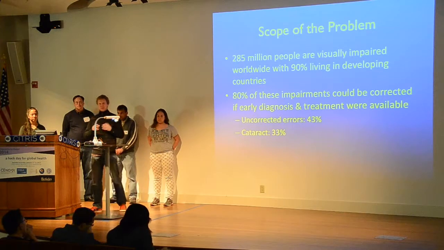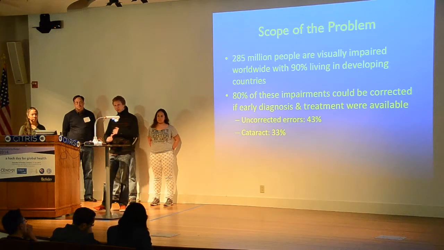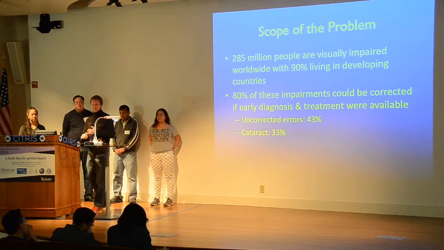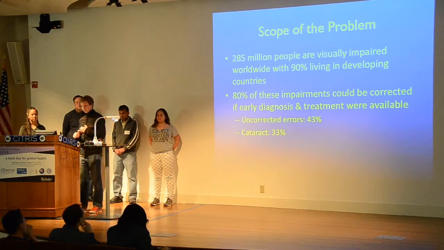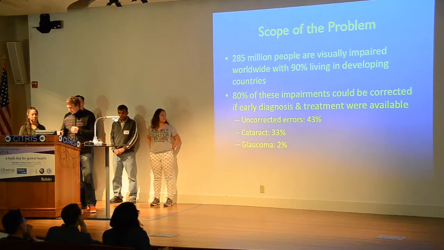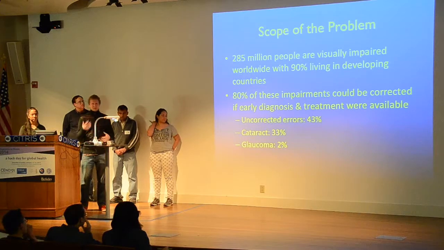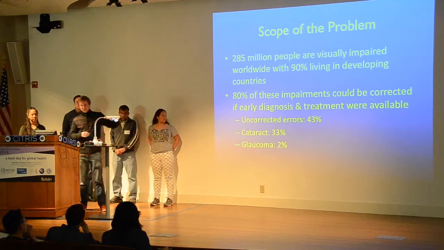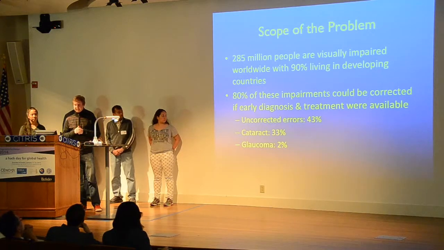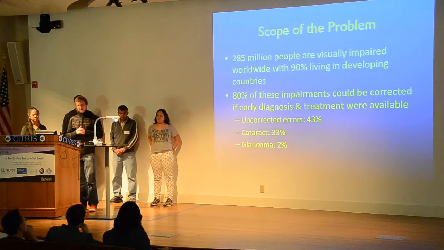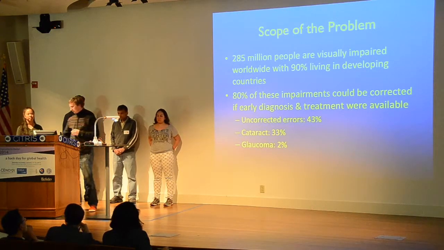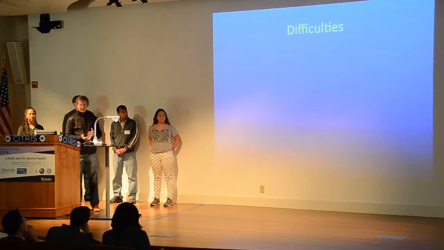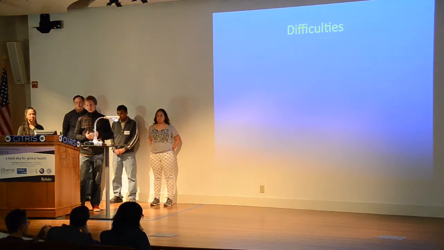Those cataracts can be in adults. We often think of cataracts in older people, but diseases can cause cataracts in children as well, mainly infectious diseases. And finally, glaucoma, which is something we think about a lot in the Western world, is only 2%. So these first two things are relatively easy to treat, and also not that hard to diagnose. So the big question is, why don't we diagnose these things in the developing world?